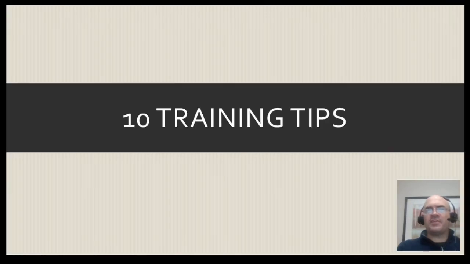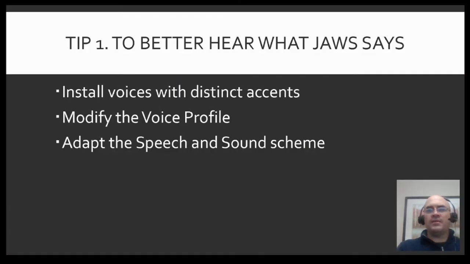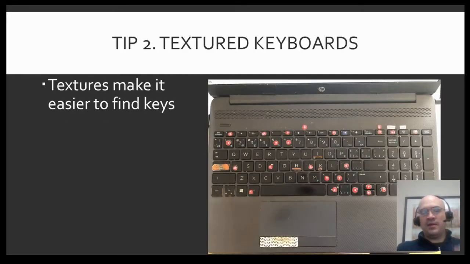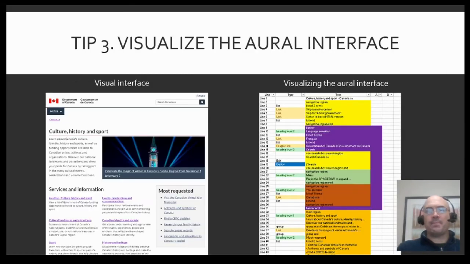So here are 10 training tips to save sighted people time. Tip 1. To better hear what JAWS was saying, I installed voices with different accents. I then modified the voice profile and created a special speech and sound scheme to make it easier to hear what JAWS was saying. Tip 2. As the image of my keyboard shows, I put textures on important shortcut keys. Tip 3. On occasions, I convert what JAWS is saying into a linear map to visualize the oral interface.